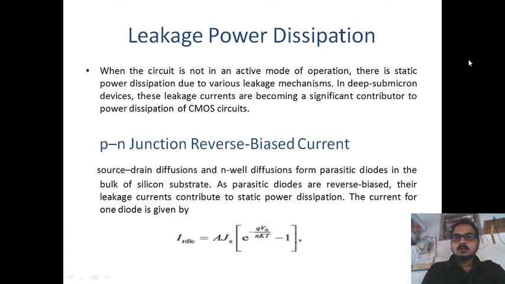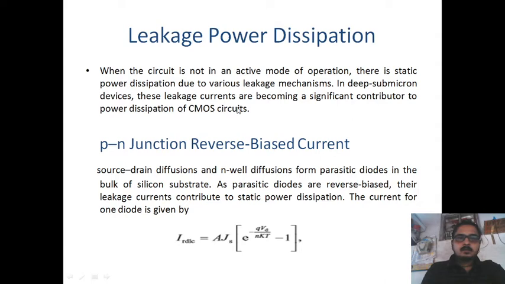What are deep submicron devices? A deep submicron device is one where the chip is built with a micrometer channel length, that is, the channel length of the device is in the micrometer range, 10 power minus 6. Those devices we call deep submicron devices. They are also known as short channel devices. In short channel devices, these leakage currents become a significant contributor to the power dissipation of CMOS circuits. This is the leakage power dissipation.